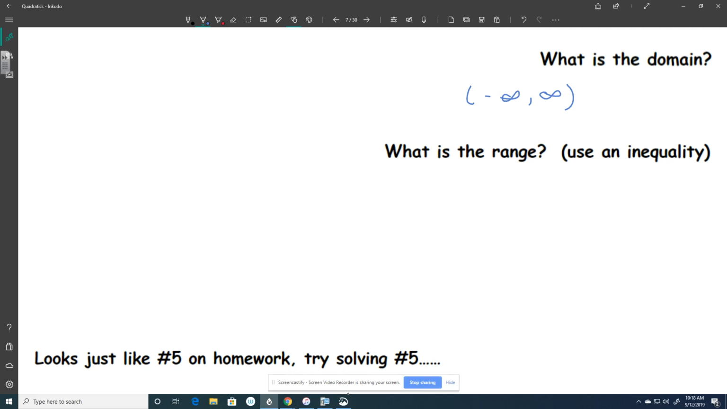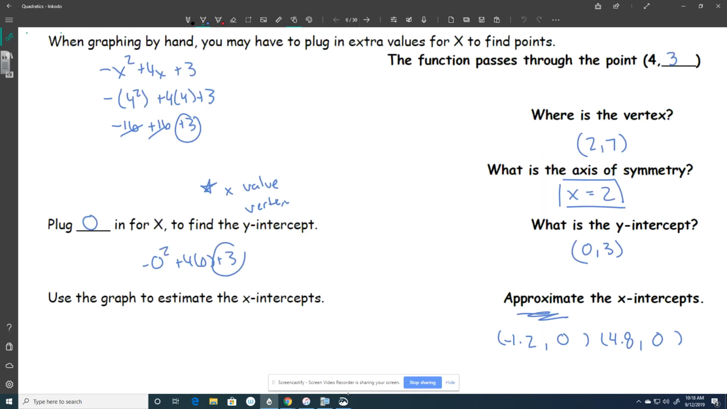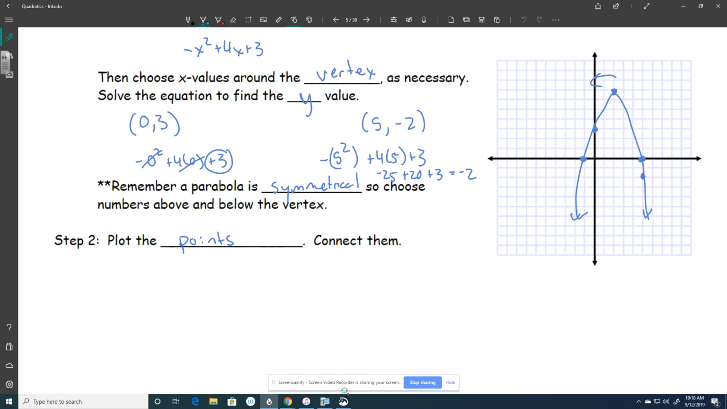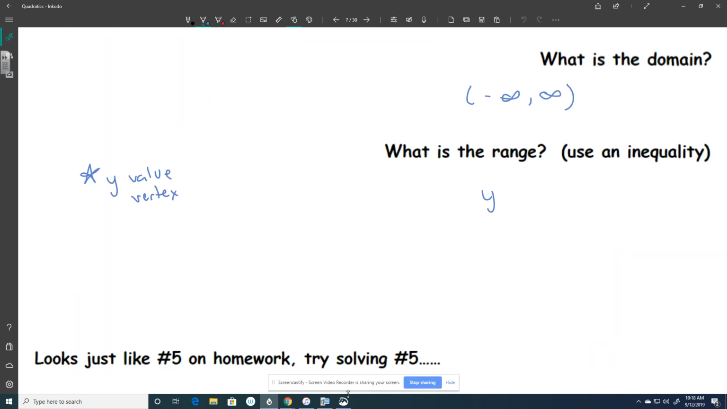What is the range? Remember, your range are the y values, and the hint was to use the y value from the vertex. My y value for my vertex was 7, but my picture goes down. So all of my points on my graph are below 7. So y is going to actually be less than or equal to 7. It never is bigger than 7. So it has to be less than or equal to it.